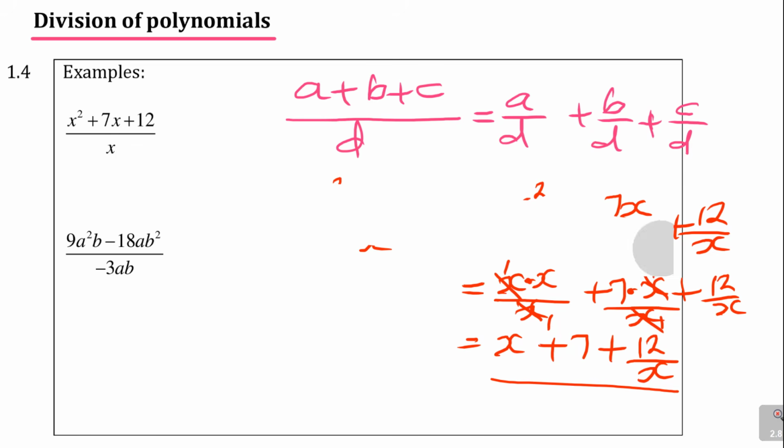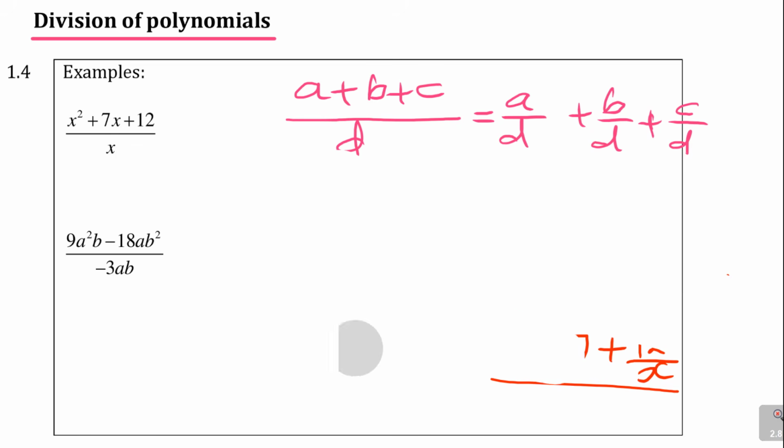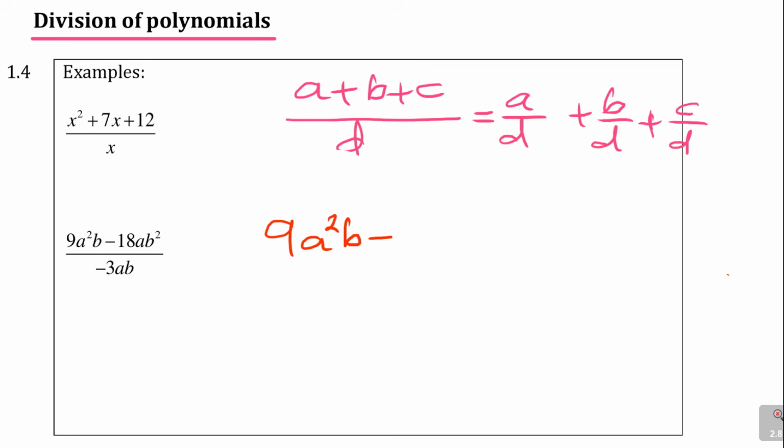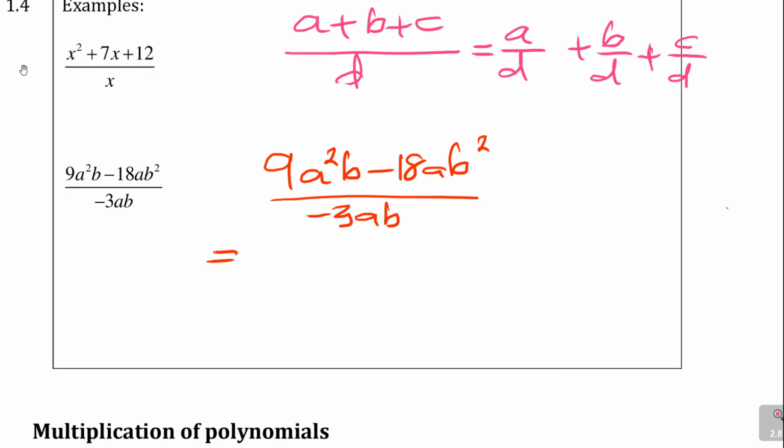Now let's look at the next one here, just to use the same concept I did above. We are given 9a squared b minus 18ab squared over negative 3ab. Equal to, now pay attention, you're using the same concept I used above, a plus b plus c over d.